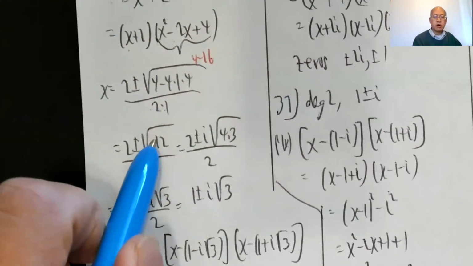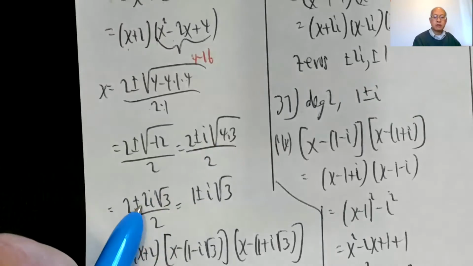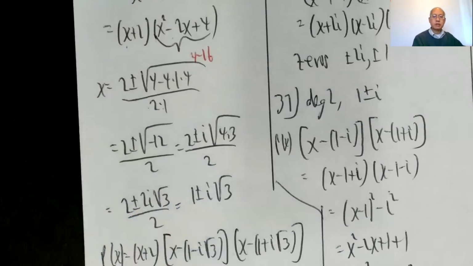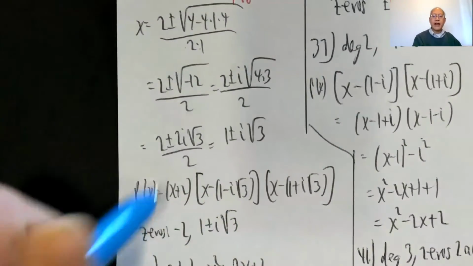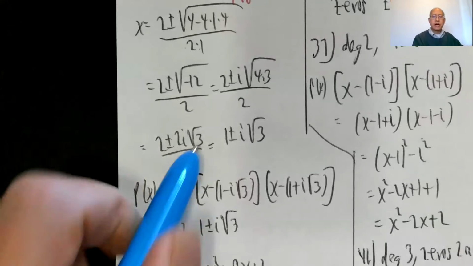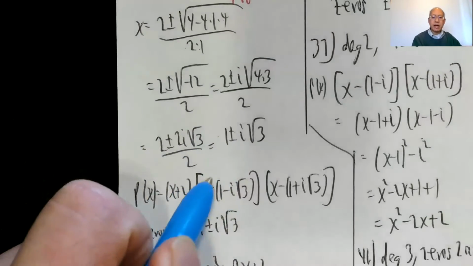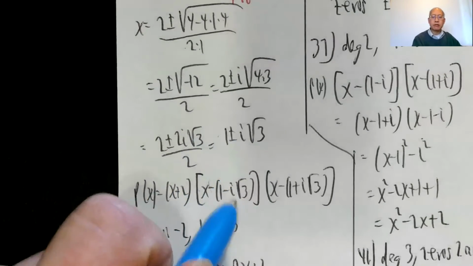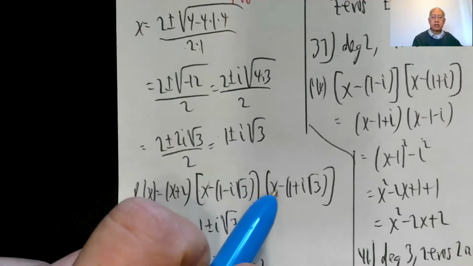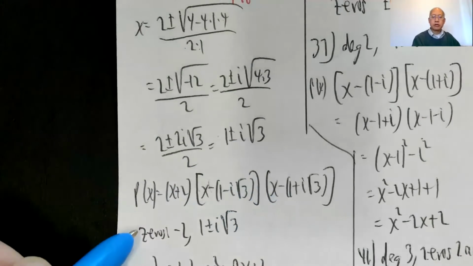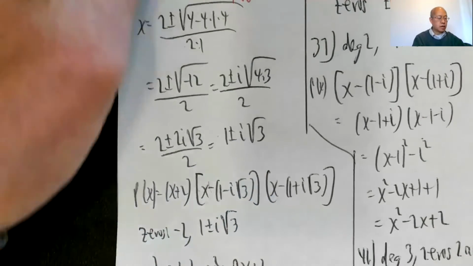Take out the i. 12 is 4 times 3. Take out the 2. Cancel the 2. So 1 plus or minus i radical 3. So factored form is x plus 2, x minus each of these. So x minus parentheses 1 minus i radical 3, and x minus parentheses 1 plus i radical 3. So the zeros are negative 2 and 1 plus or minus i radical 3.